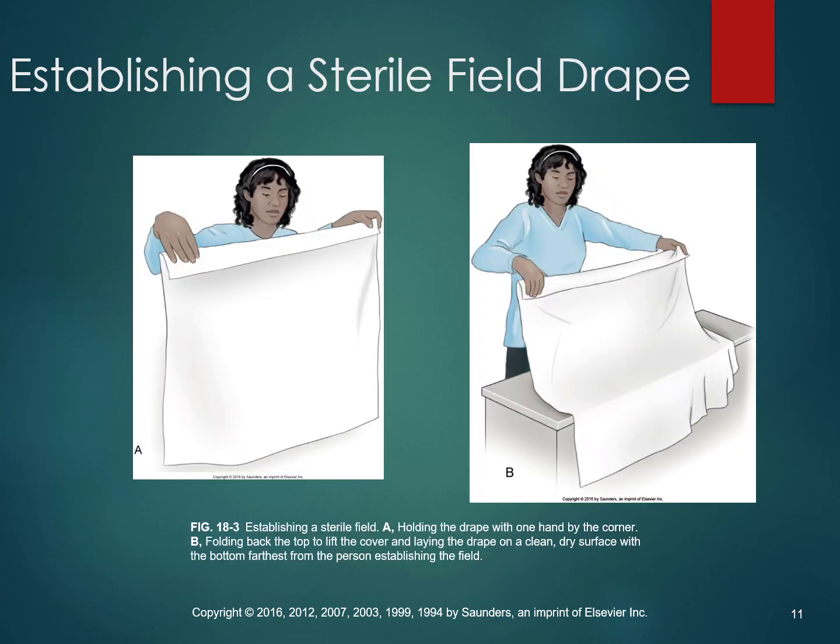So, establishing a sterile field. In A, you can see she's holding the drape with one hand by the corner, and in B, she's folding back the top to lift the cover and then lay the drape on a clean, dry surface with the bottom farthest from the person that is establishing the field.